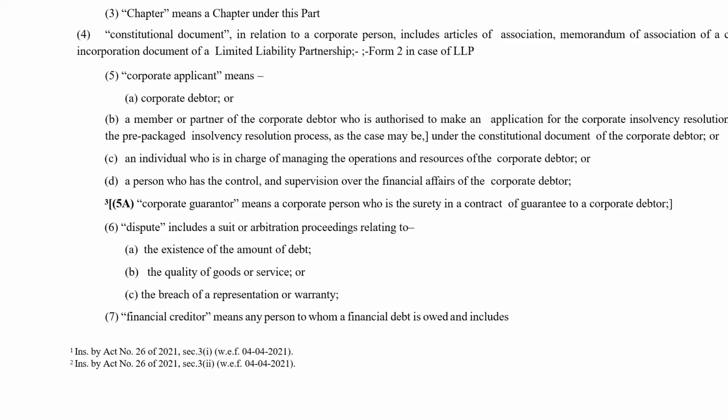Okay. An individual who is in charge of managing the operations, say CEO, CFO, etc. A person who has the control and supervision over the financial affairs, CFO. So these are the persons covered under corporate applicant. So either the company, or CEO or CFO or manager, or partner of the LLP who is authorized to make an application. These are all covered under corporate applicant. Now let us go to section 10.